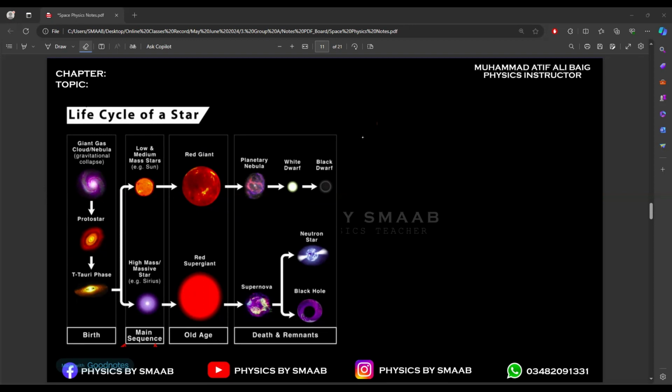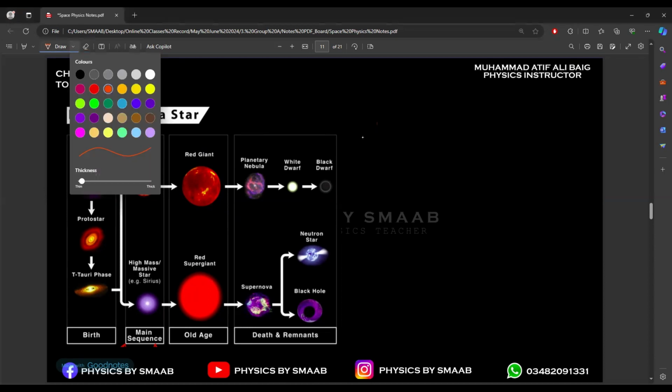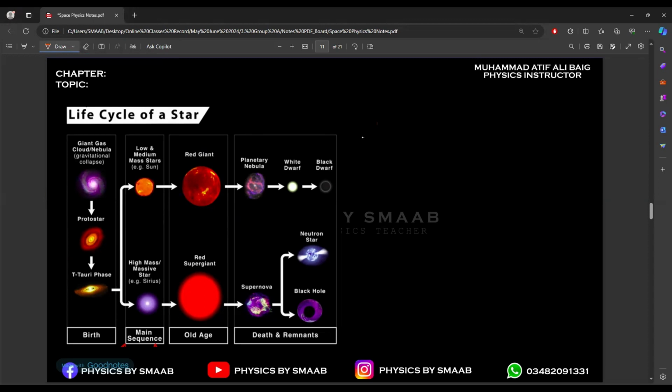Basically, in this chart, you can see the whole life cycle of a star. It starts from a giant gas cloud, which is also called a nebula for short. We know that gravity exists on planets in the solar system. Similarly, if there is a giant gas cloud, in simple words a cloud of gas and dust, then due to gravity it starts to move in the direction of the gravity. So first of all, let's talk about how stars actually form.